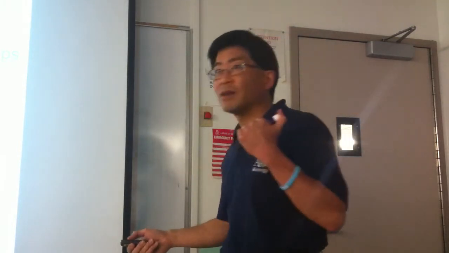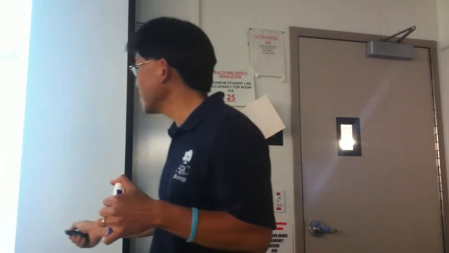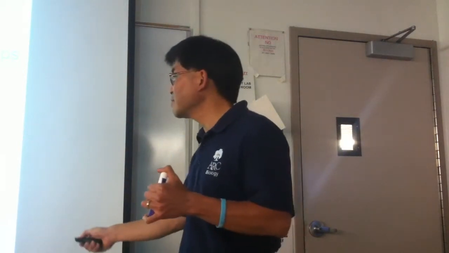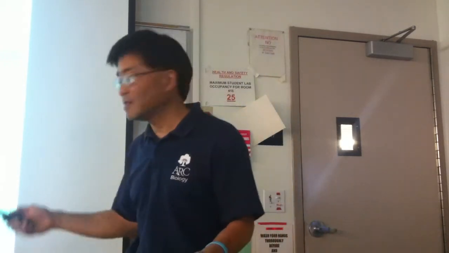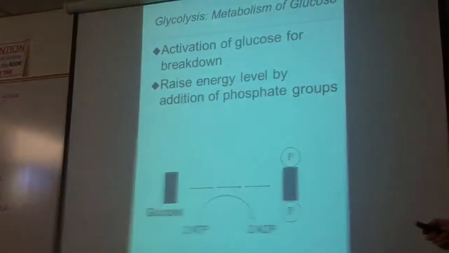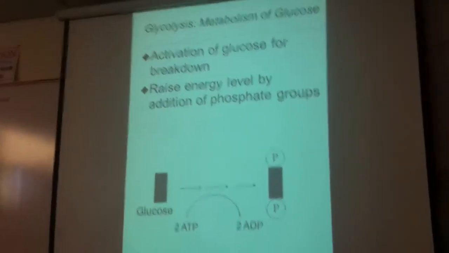Now, what's ironic or counterintuitive about this process is that in order to add these phosphate groups, you actually have to expend energy to do that. So this actually costs you some ATP. It costs you some energy. But what we'll see as we go through this is that you actually get that energy back, and you get more for that investment. Okay.